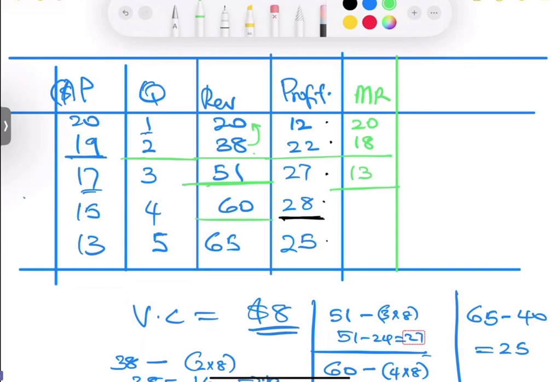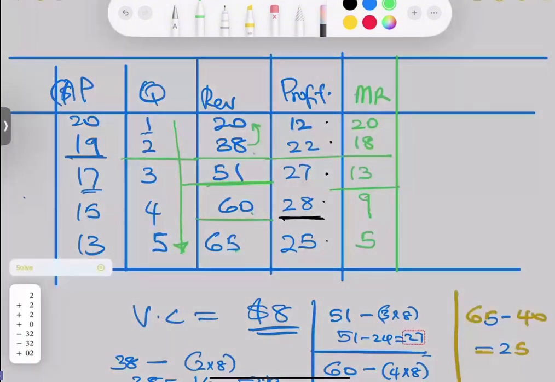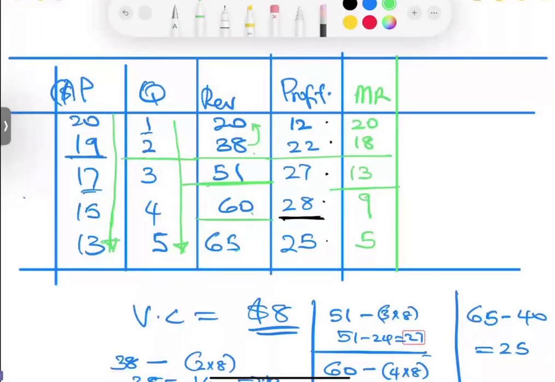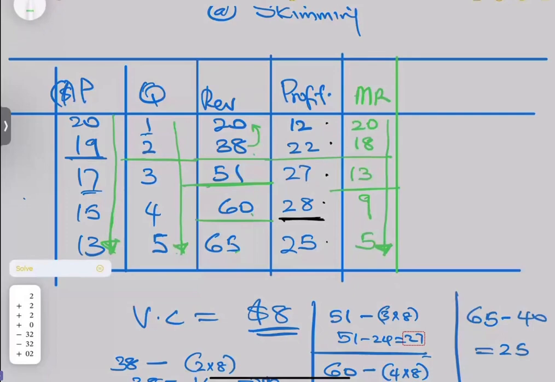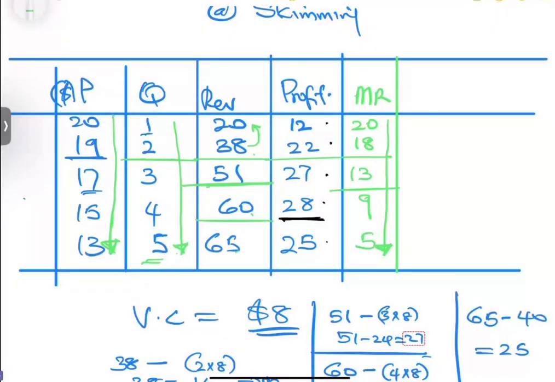Then an extra unit again, we have 9. An extra unit again, we have marginal revenue of 5. What has happened to marginal revenue? As your quantity is increasing, your price definitely must be decreasing. That is why your quantity is increasing. And what is happening to marginal revenue is also coming down, because that's what you expect, because your pricing is going down. That is why you are able to get more quantity.